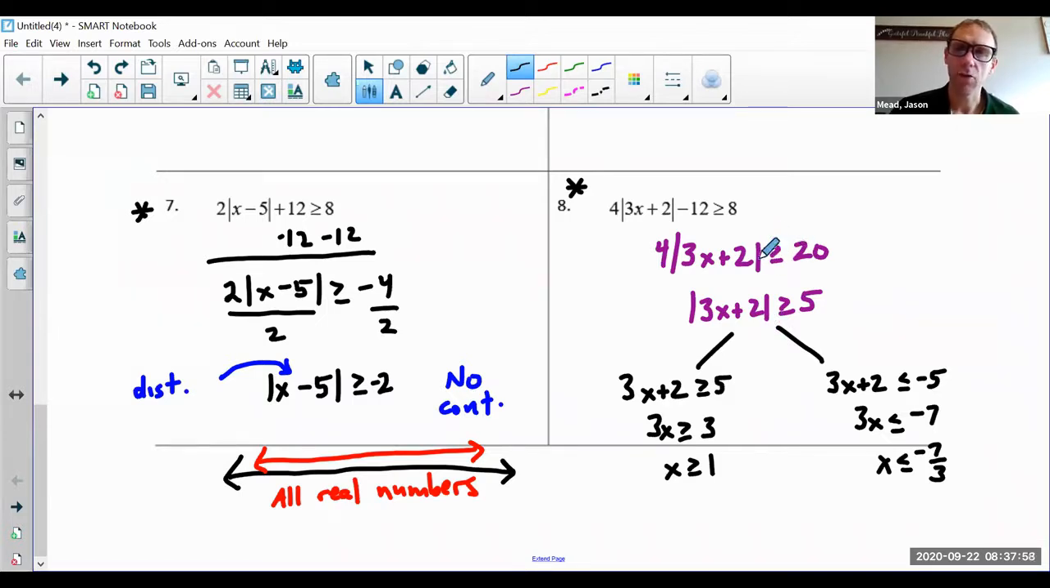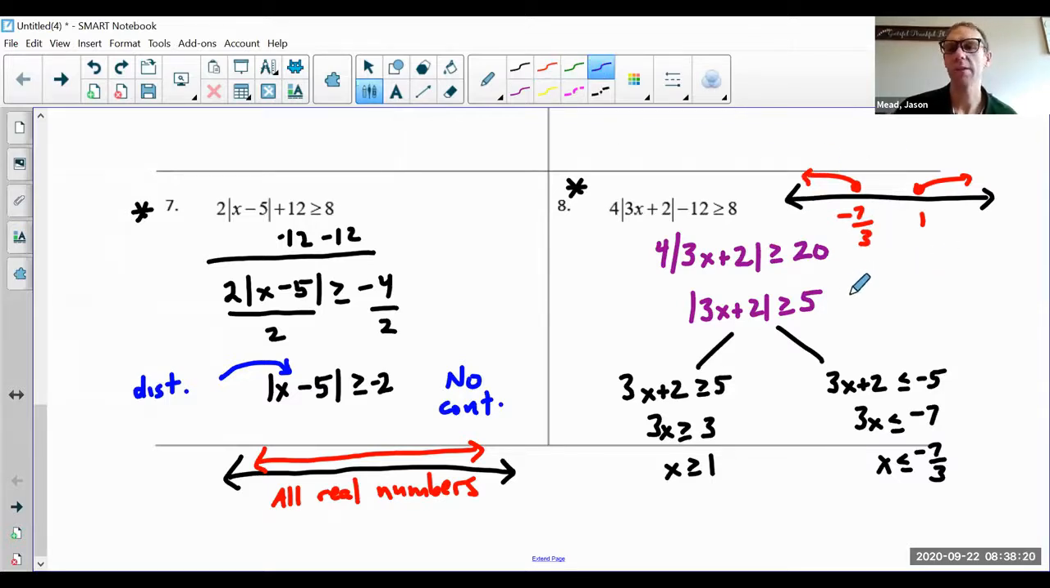If I have a greater than or equal to or a greater than problem, this ends up, when I graph it, being an "or" situation. So I have x greater than 1 or x less than negative 7/3. This would be what the graph looks like.